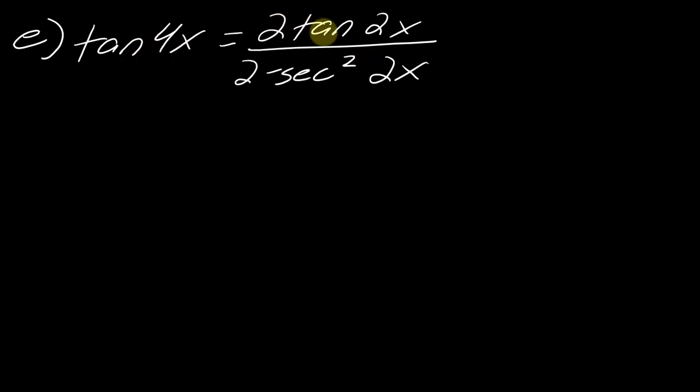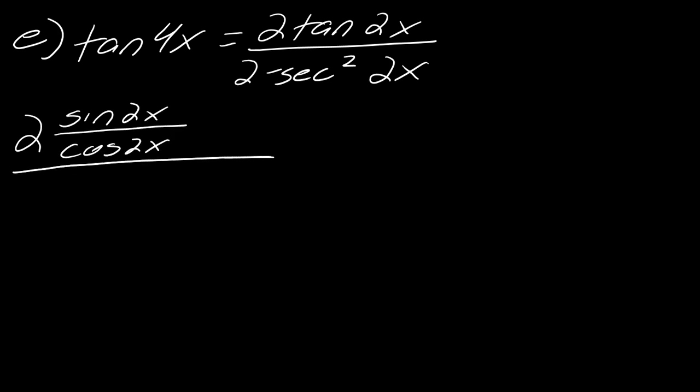Tangent 4x equals tangent 2x over 2 minus secant squared 2x. This side looks more complicated to me, so I'm going to go ahead and just start with this side, and I'm going to write this side in terms of sine and cosine, because that's kind of our best practice. And then hopefully something jumps out at me. Okay.